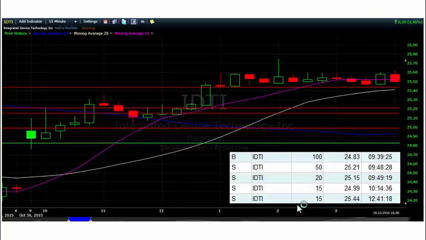So you can see that 2.5 hours later, the stock price went up, and you see now we are already at this point in time, and it is that level 25.44 where I sold the last 15 shares I had.